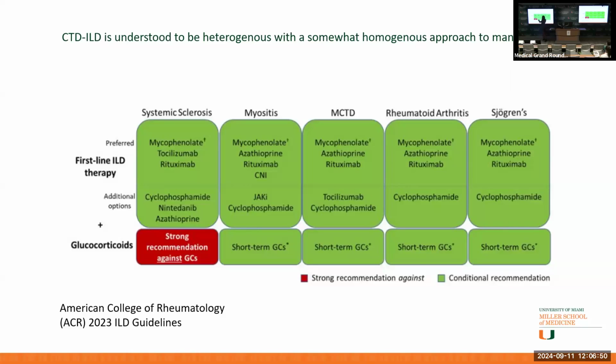Azathioprine, which we still see here in systemic sclerosis. Rituximab, Cytoxan, doesn't really matter what we're looking at. We're getting sort of the same thing here. And the recommendation against steroids in systemic sclerosis is because you have a risk of inducing renal crisis with systemic sclerosis when you give steroids.